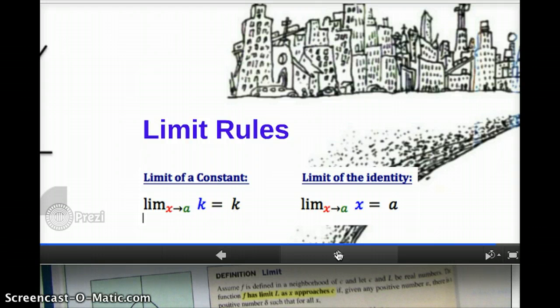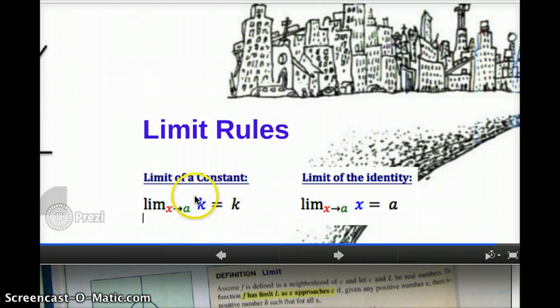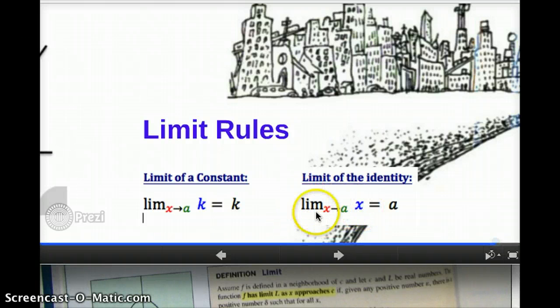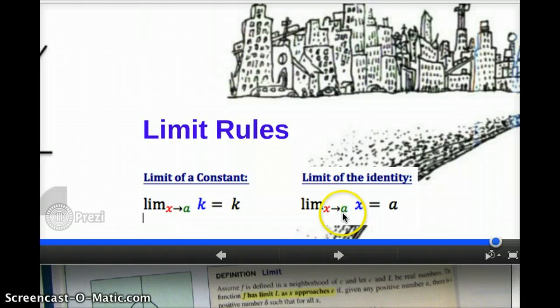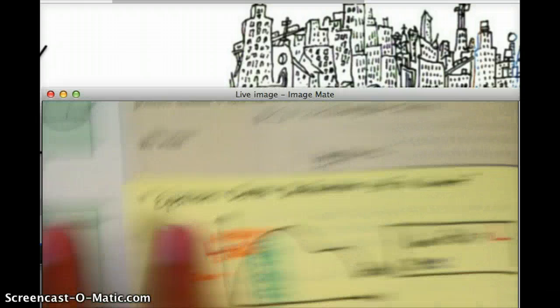Basically, what we see is that if you take a limit of some number k, in this example k has to be a number, the answer of this limit is just the same number k. Conversely, if we take the limit of the identity function, again, f of x equals x is the identity function, and we take the limit of x as it gets close to some number a, the answer is going to be a itself. Let me make this real for you by showing you a couple examples. Okay, so let's look at an example.